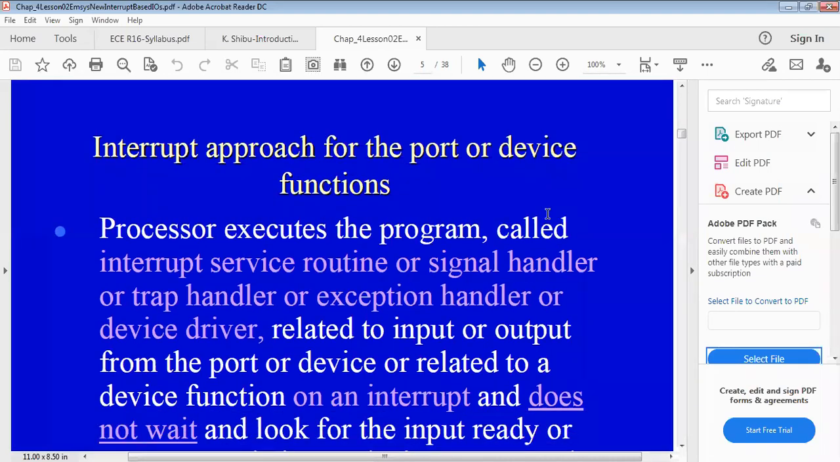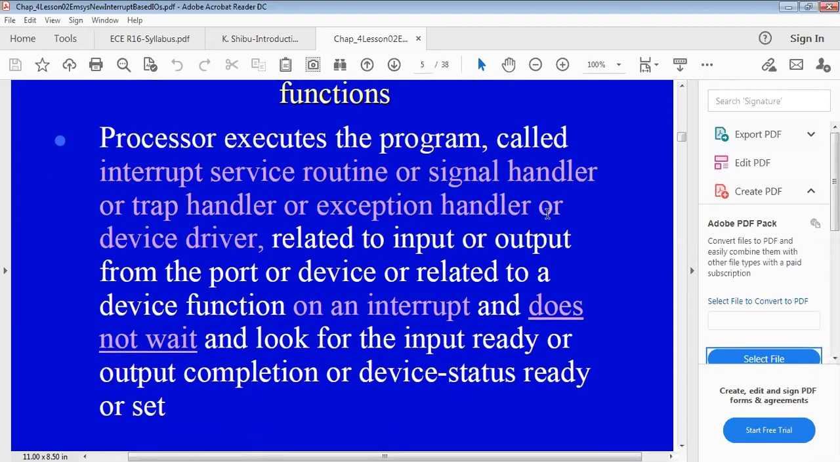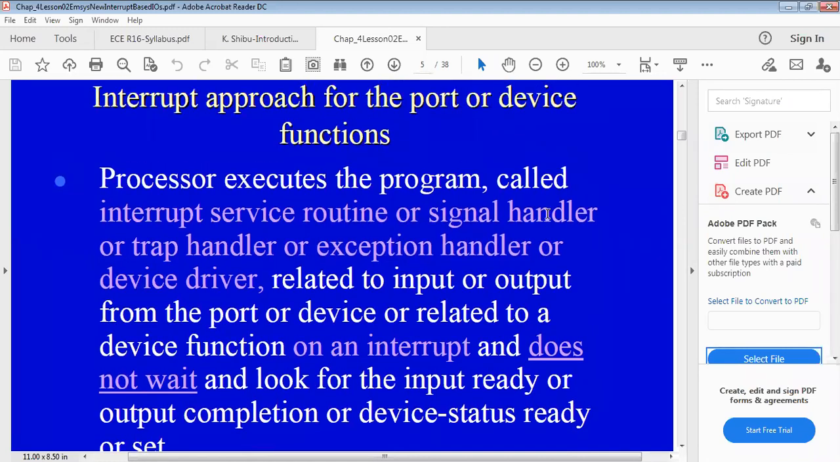Okay, processor executes the program called interrupt service routine or signal handler, or trap handler, exception handler, or device driver, related to the input output on the port or a device, or related to a device function on an interrupt, and does not wait and look for the input ready or output completion or device status ready or set. Okay, we don't need anything.